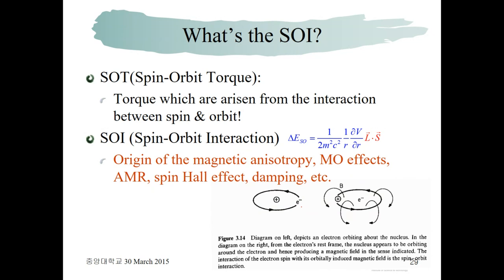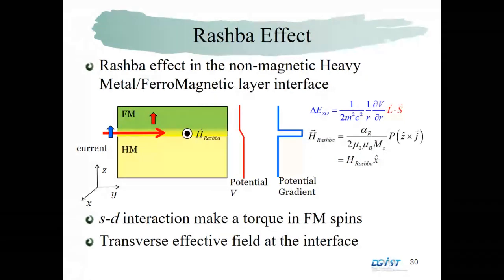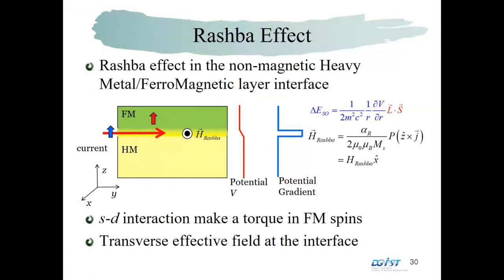So because of this spin-orbit coupling, some kind of torque can arise from the interaction between the spin and orbital. And the Rashba effect exactly came from this spin-orbit coupling. Just think about a heavy metal and ferromagnetic layer structure, and the electron passing through this interface.